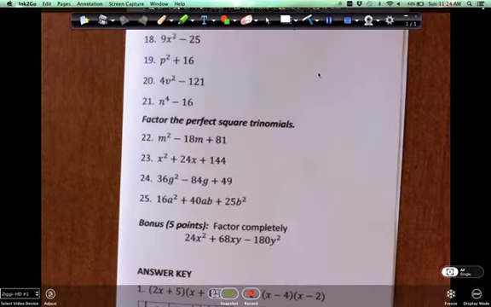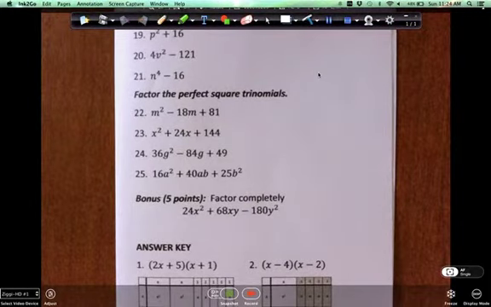Number 22 through 25 say to factor the perfect square trinomial. So we just factored binomials, and now we're going to factor trinomials. For the purpose of this video, I'm going to do number 22 and number 25.